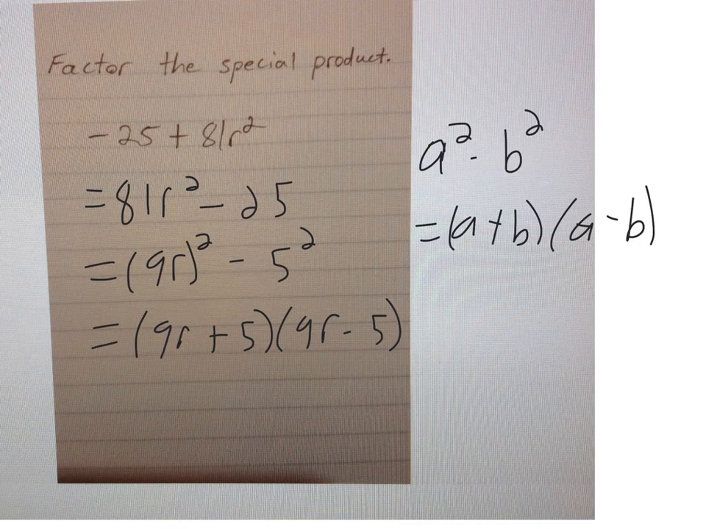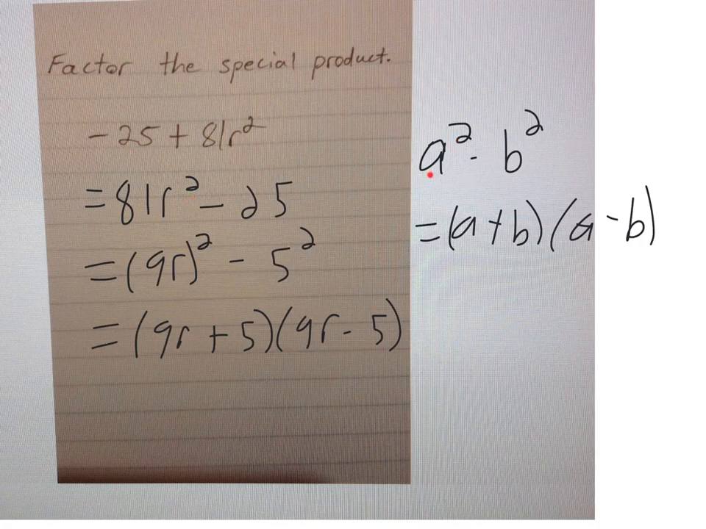Oh, I saw your question on the discussion board: factor the special product, negative 25 plus 81r squared. First thing is I changed the order, putting the 81r squared first and minus 25 second.